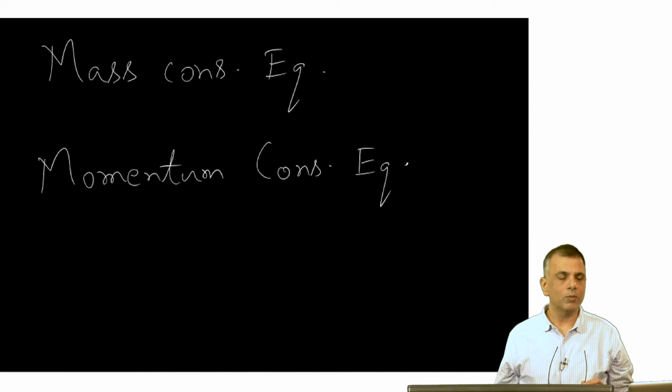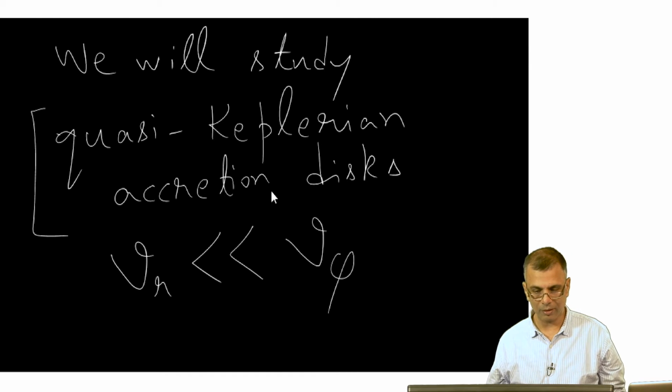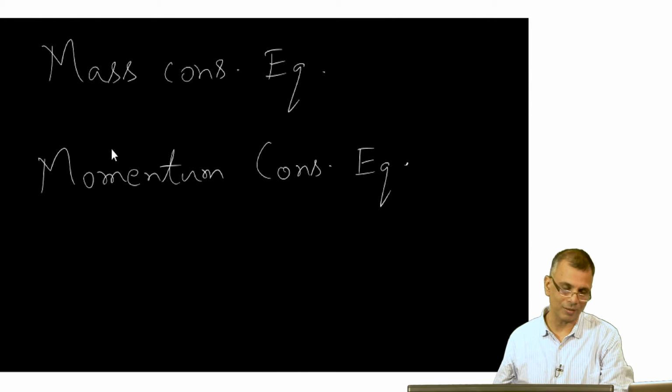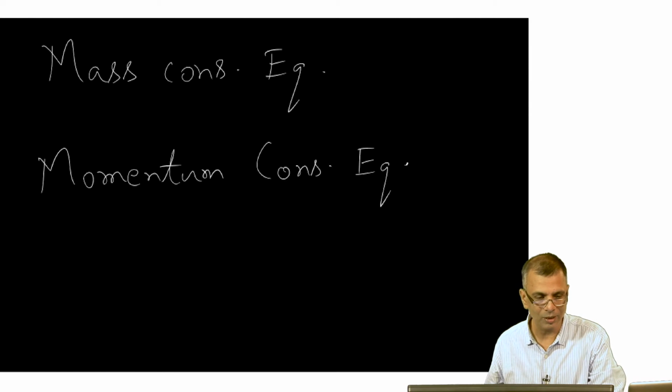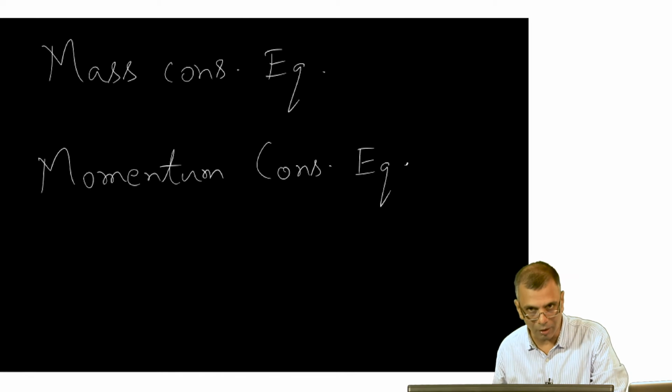So what we will be doing now is consider a quasi-Keplerian accretion disk of this kind, and consider the mass and momentum conservation equations. What else? There are only these two things. And try to figure out what the structure of such an accretion disk will look like.